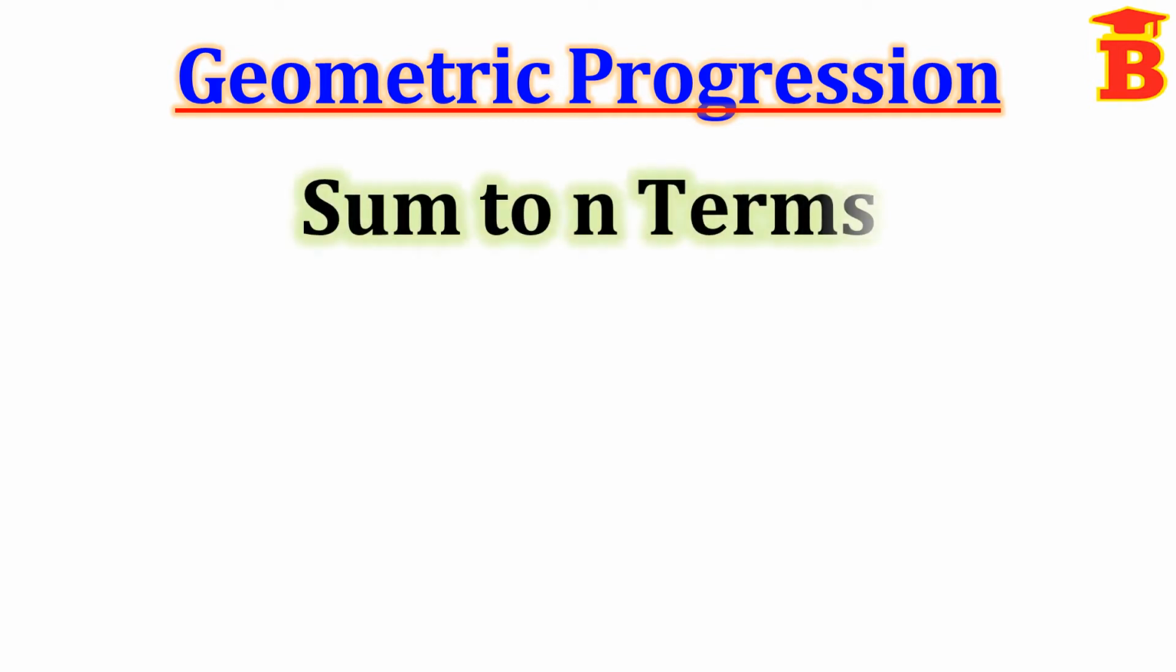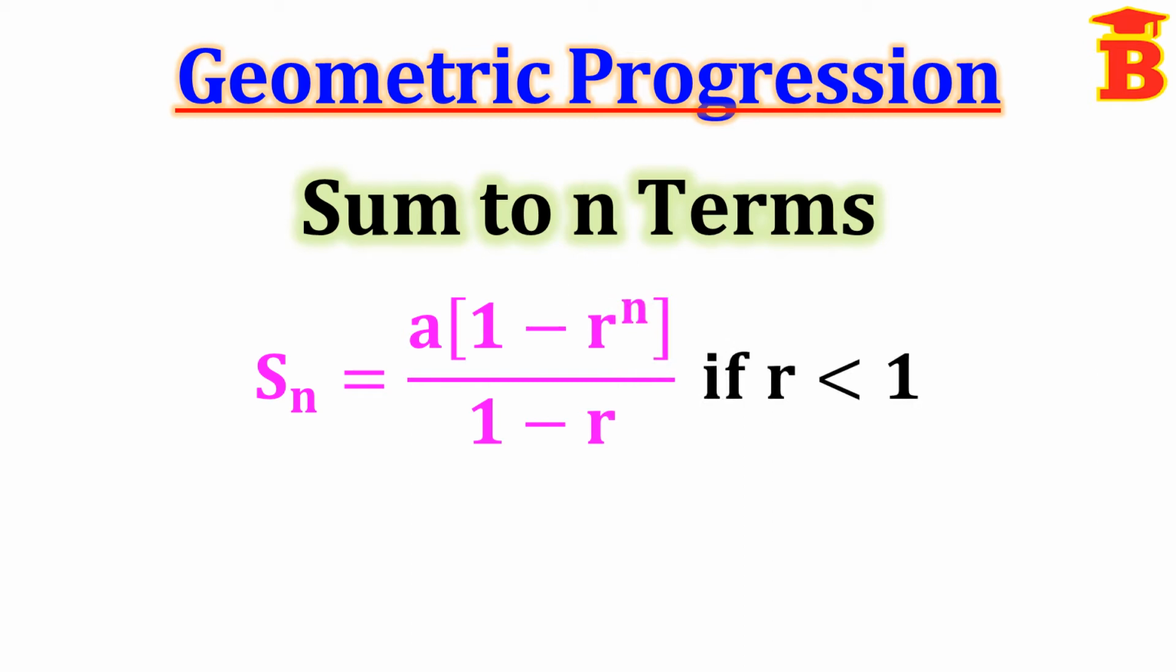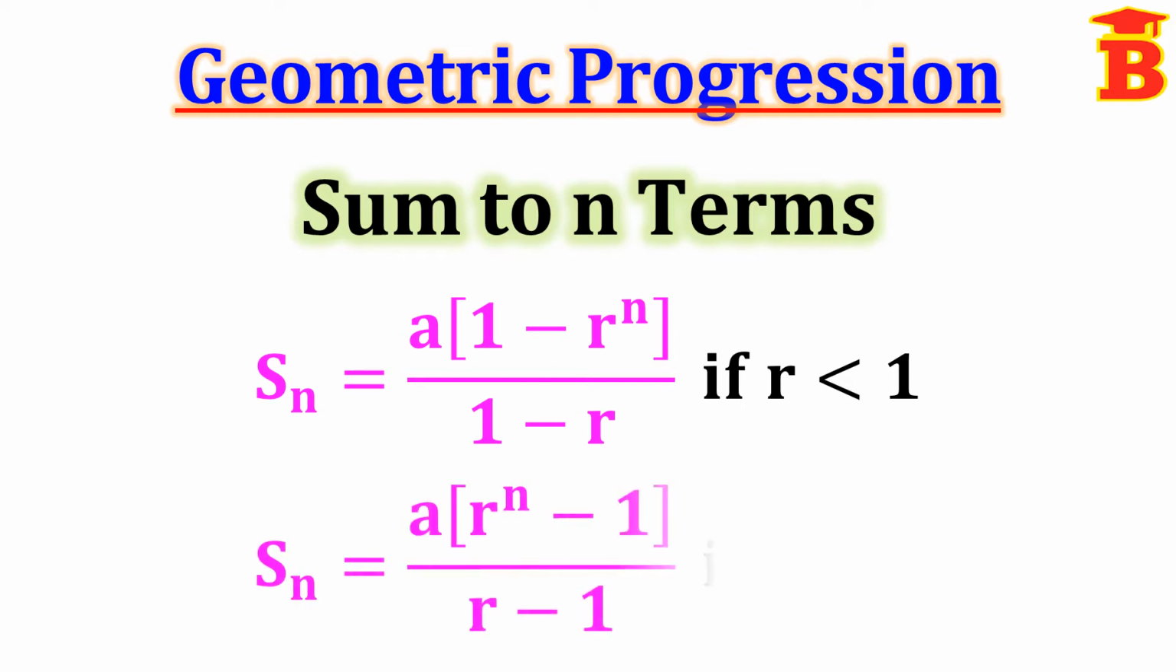Geometric progression. Let us learn how to find the sum of n terms of a GP. We have the formula Sn equal to a into 1 minus r power n divided by 1 minus r if r is less than 1. And Sn equal to a into r power n minus 1 divided by r minus 1 if r is greater than 1.